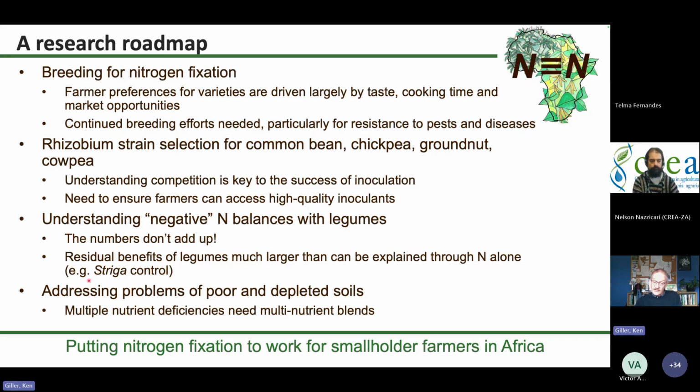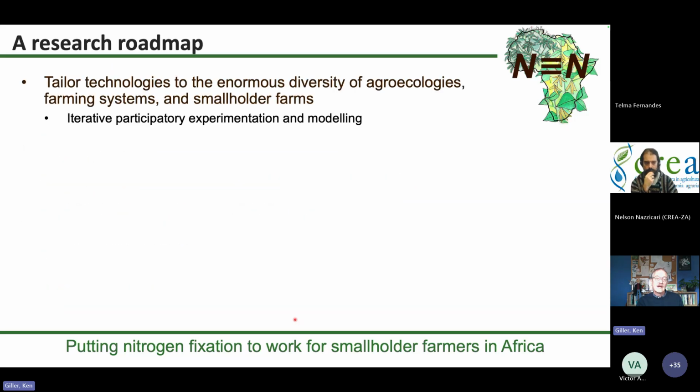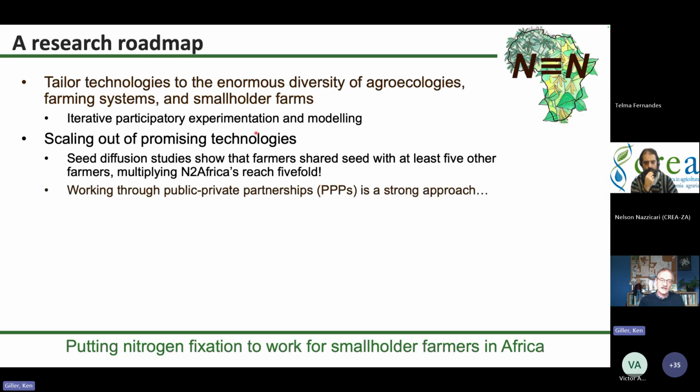We need then to address these problems of poor and depleted soils, so multiple deficiencies of nutrients need these multi-nutrient blends, which tend not to be available in many African countries. And then, of course, we need to be tailoring technologies for this huge diversity of African farming systems and smallholder farms, and that needs this iterative participatory experimentation and modeling in order to scale out the promising technologies.